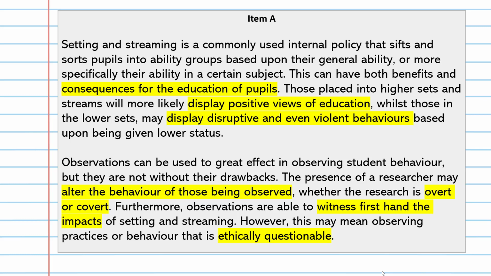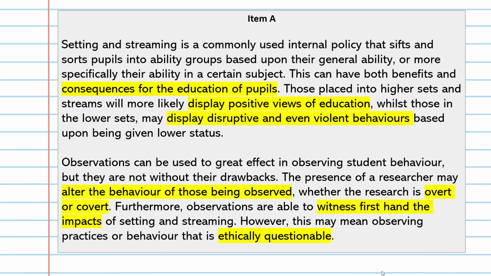The second paragraph, as always, talks about the method. Observations can be used to great effect in observing student behaviour, but they're not without drawbacks. The presence of a researcher may alter the behaviour of those being observed. So we might think about the Hawthorne effect, we might think about impression management. The kids might change their behaviour. The teacher will certainly change their behaviour if they're being observed, whether the research is overt or covert.